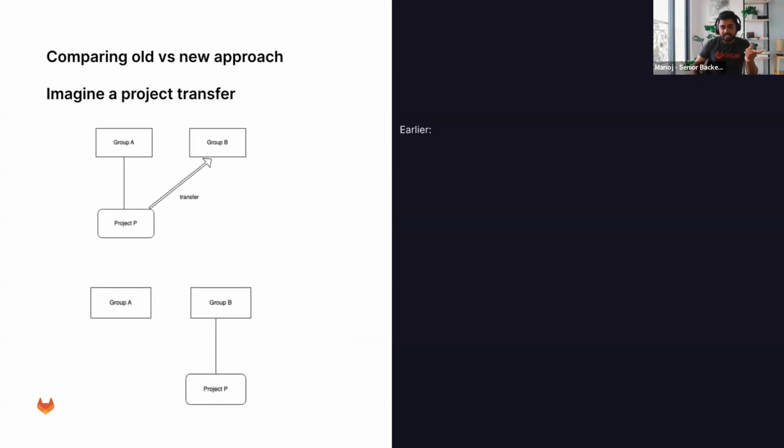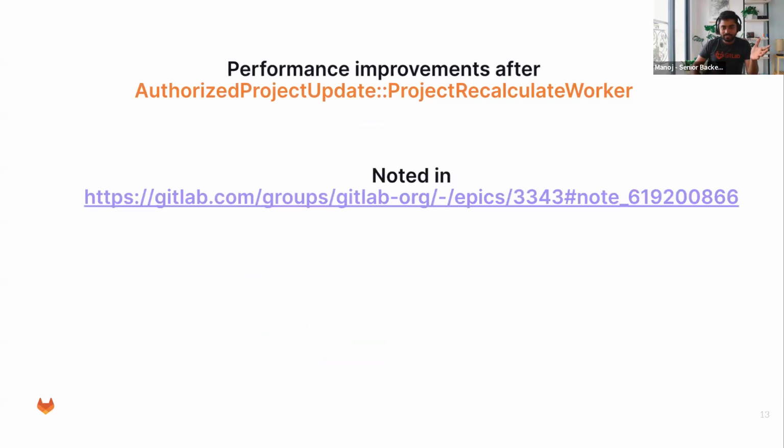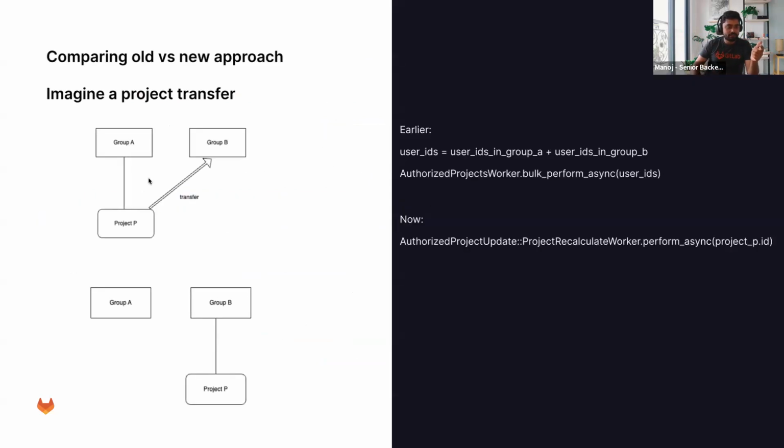Yeah, so this is the diagram of the case that I was trying to tell you. Project P is moved from group A to group B, and now it is part of group B. You can imagine that there are users in group A and users in group B. Previously users in group A had access. Now they will lose access and people in group B should get access.